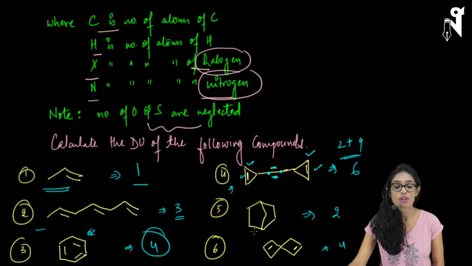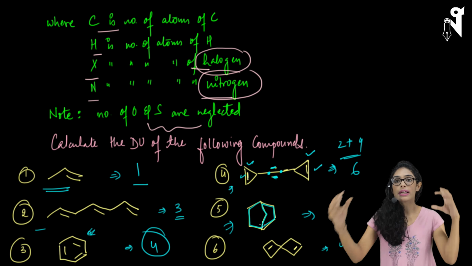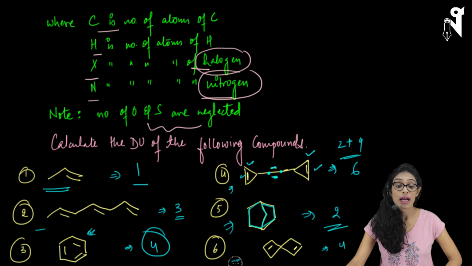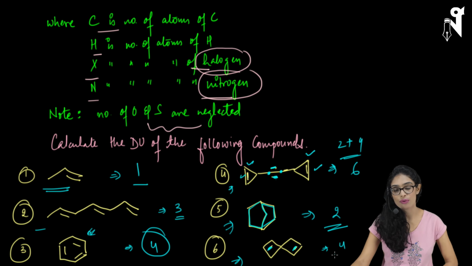Similarly, look at question number 5. I have 2 rings over here. One ring is this one and another ring is this one. This compound is called a bicyclo compound. 2 cyclic chains have been fused together and the degree of unsaturation is 2. Look at the sixth question. I have 2 pi bonds and 2 cyclic structures, hence the degree of unsaturation is 4.